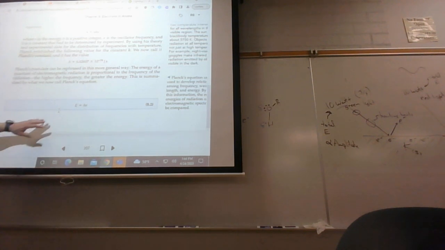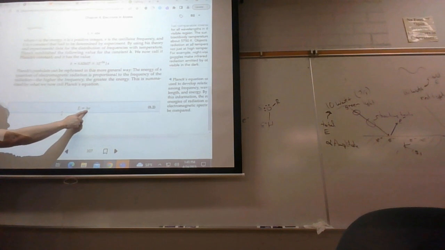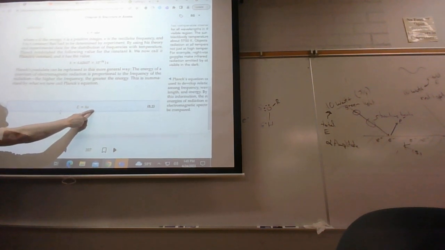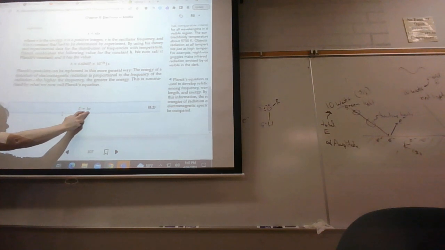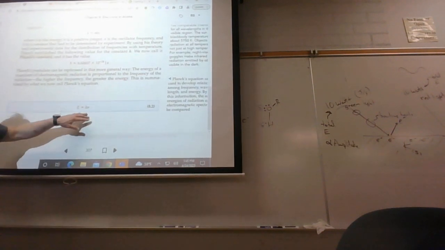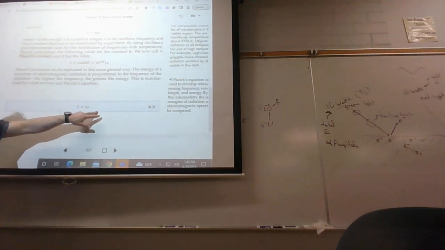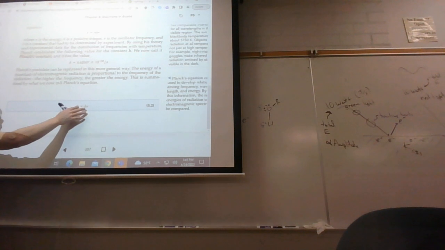So this is the energy of a packet of light or a photon of light. The energy is equal to h nu, which is equal to hc over lambda. So the energy is directly proportional to the frequency. The higher the frequency, the greater the energy. And it's inversely proportional to lambda. So the longer the wavelength, that is, the larger the lambda, the lower the energy.